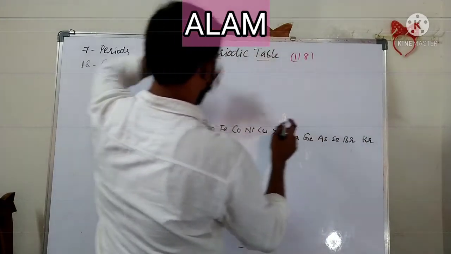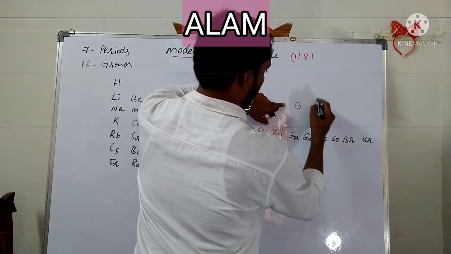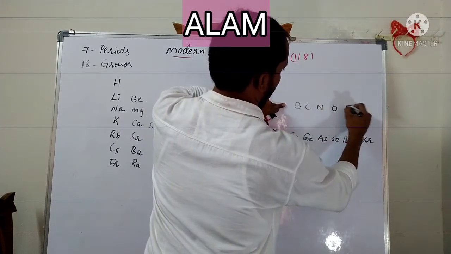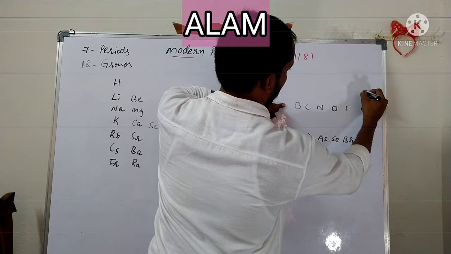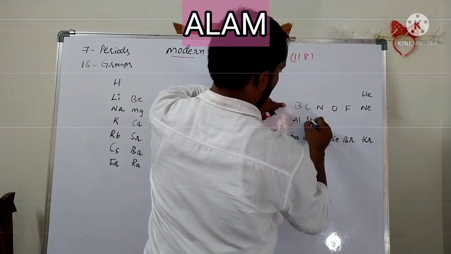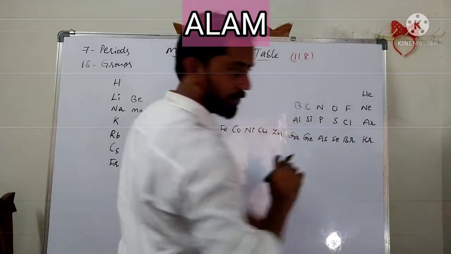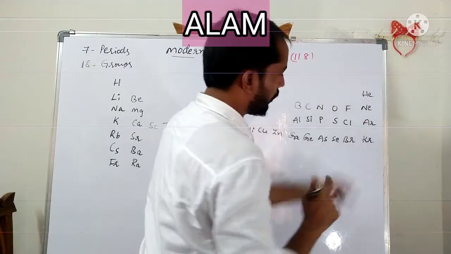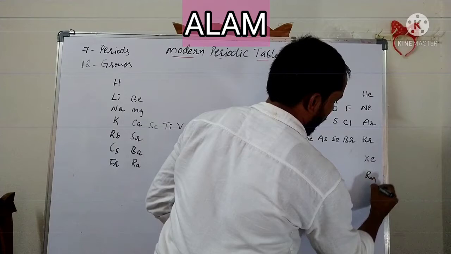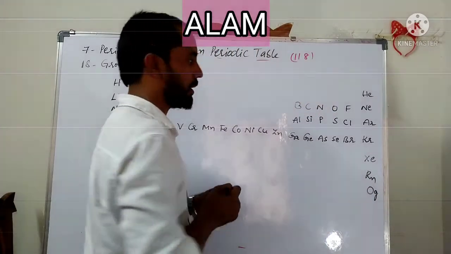After beryllium, we take boron, carbon, nitrogen, oxygen, fluorine, neon, and the second element is helium, and then aluminium, silicon, phosphorus, sulfur, chlorine, argon. Here the eighth group elements are helium, neon, argon, krypton, xenon, radon, and then the newly discovered element oganesson.